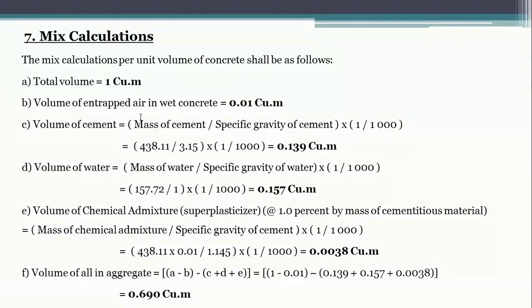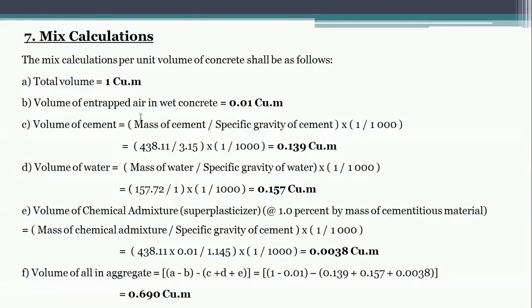After doing the trial, if we don't get the required workability and strength, then we can increase this admixture dosage. Initially we should not increase it, so initially we have to go by 1% of the dosage. So 1% is by mass of the cement. The mass of the cement is 438.11. 1% of the weight of the cement means 1 by 100, you will get 0.01.